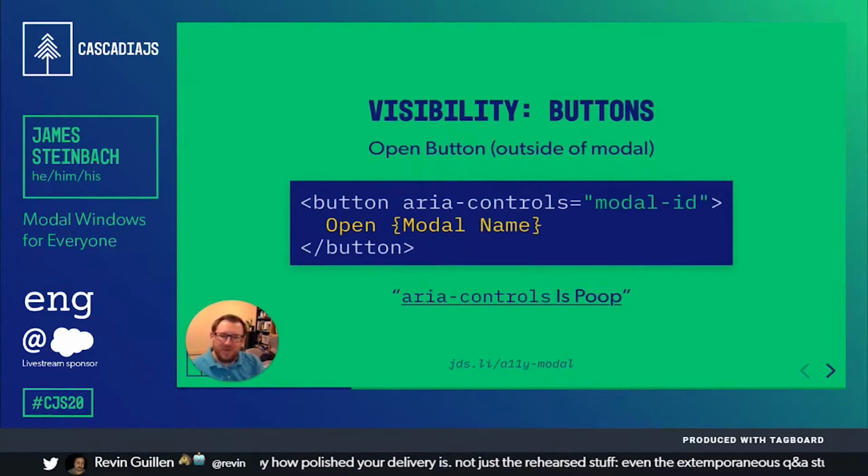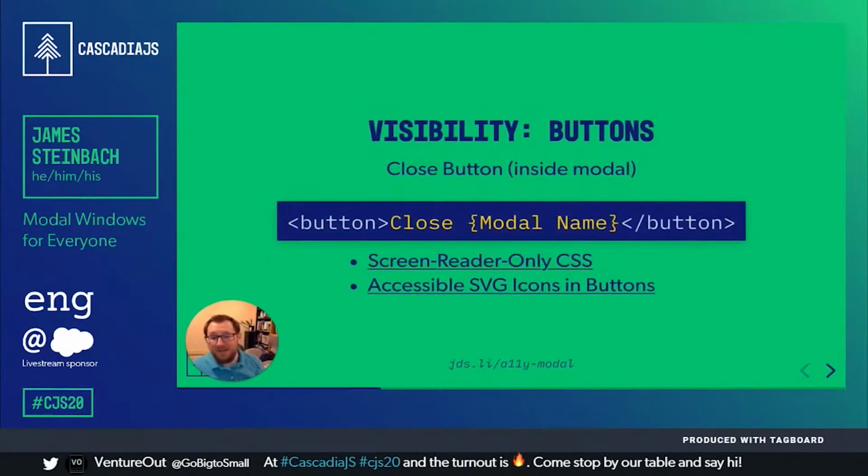In the normal flow of the document is a button that will open the modal. It should have aria-controls equals the ID of the modal itself. And yes, as the linked article here is titled, aria-controls is poop. It's not entirely worthless, but it doesn't create an awesome, cool, magical relationship between the button and the element that it controls. However, it has some useful function for us as a selector, and we'll see that in a few slides. We're also going to put a button inside the modal, and that'll close the modal.